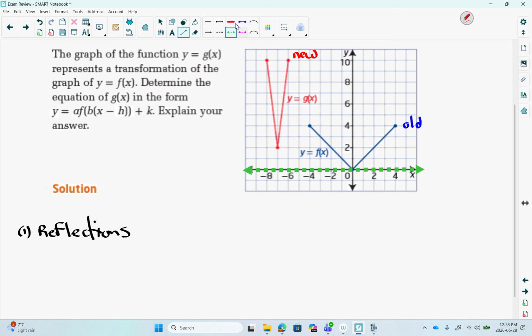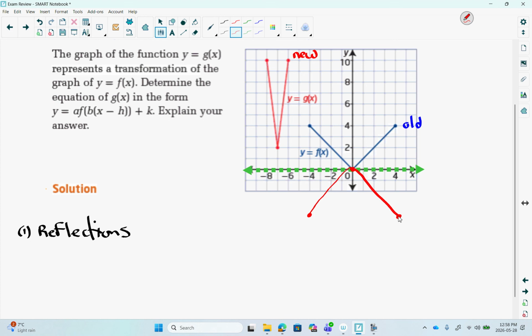There's the x-axis. If the red curve was reflected in the x-axis, it would look like this, or something like this. So the point -4, 4 would become -4, -4. 0, 0 would remain 0, 0, and 4, 4 would become 4, -4. All of the y values would get multiplied by -1.